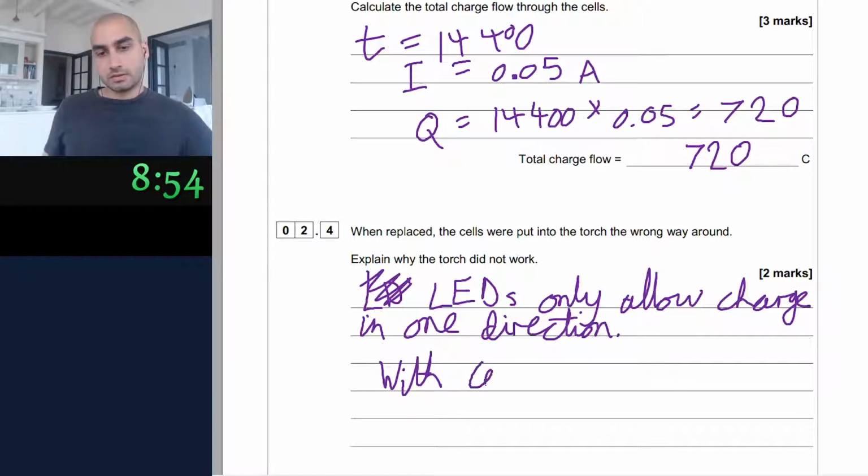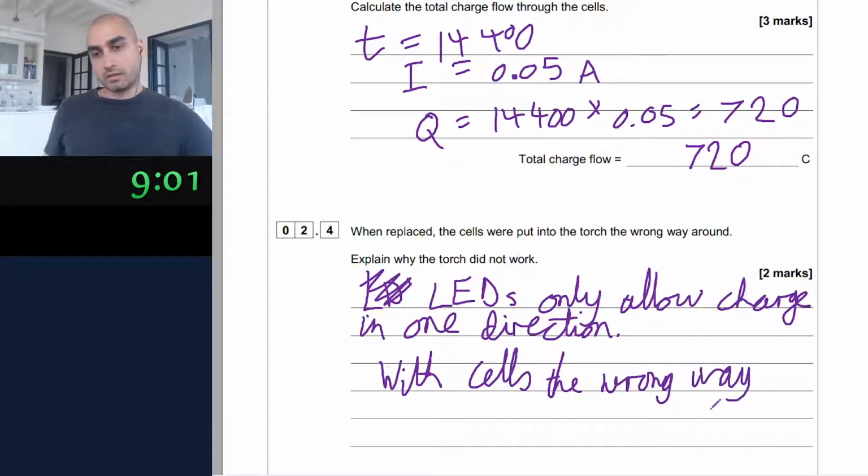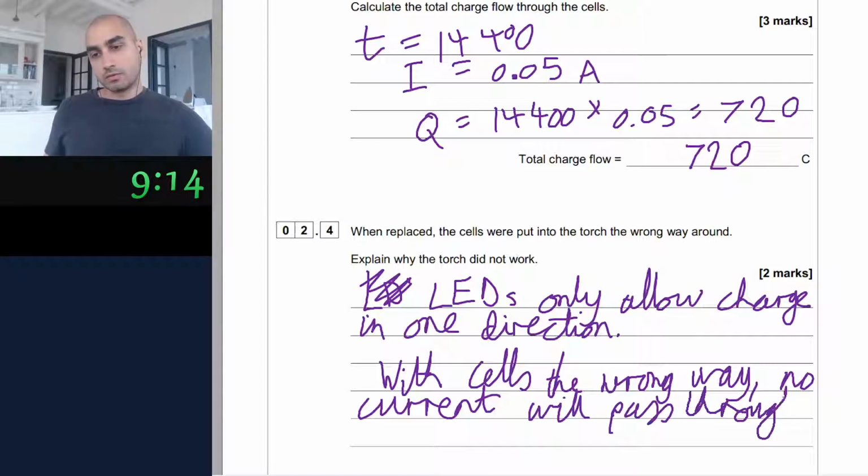With the cells the wrong way, no current will pass through. Therefore, no charge, because Q equals IT. I don't know, just say random stuff.